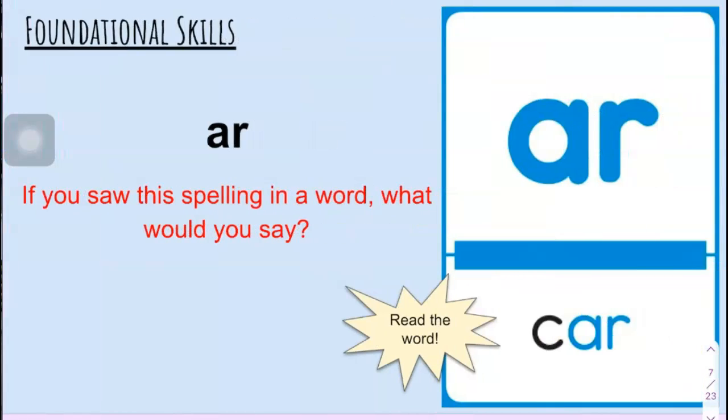How about A-R? If you saw this spelling in a word, what would you say? Read the word with me. Car. So it sounds like R, kind of like a pirate, right? And look at the power bar. Very large power bar, which means this is a pretty common spelling of this sound.